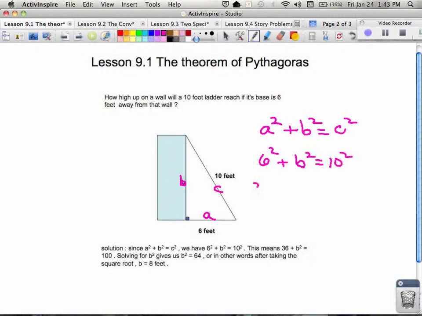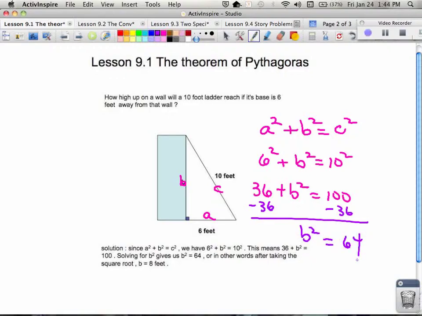If we simplified, we would have 36 plus b squared equals 100. Of course, then we would subtract off 36 from both sides, and you would have that your b squared is 64. At which time you would have to square root both sides, and you would find out that your b value would be equal to 8. Don't forget your labels. So in this case, that's 8 feet. So the Pythagorean theorem can be useful in finding values when right triangles are involved.